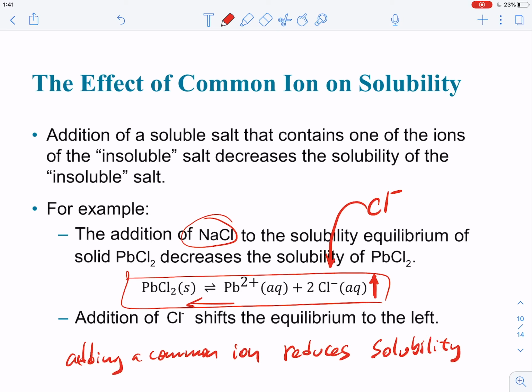Now, the solubility product will not change. Ksp will not change, but the solubility will. So that equilibrium will respond in such a way to minimize the disturbance. If that means that you are decreasing the solubility, well, so be it. Okay?